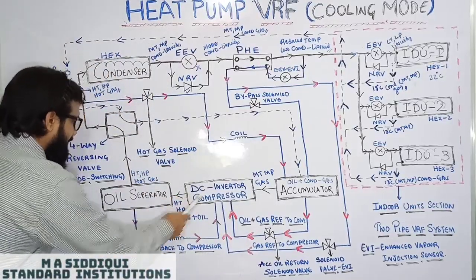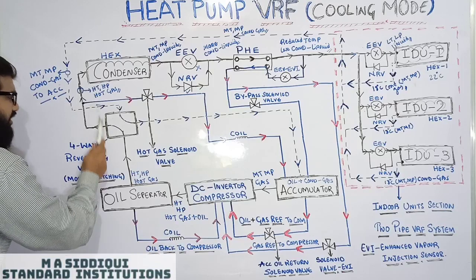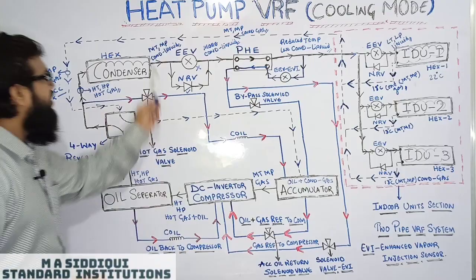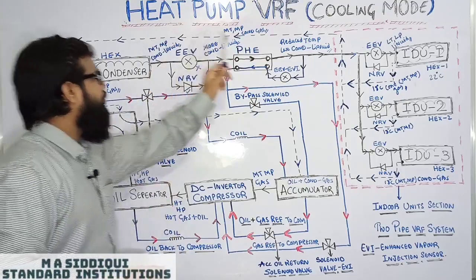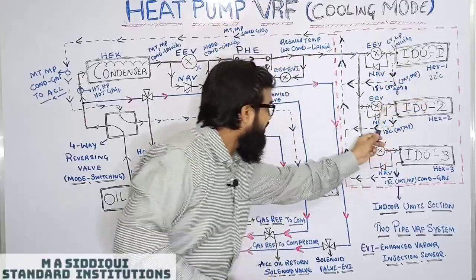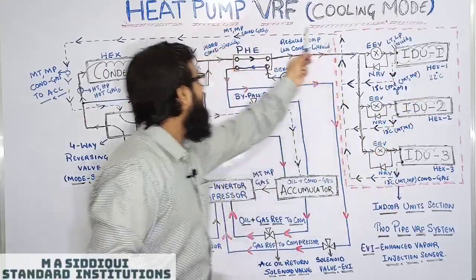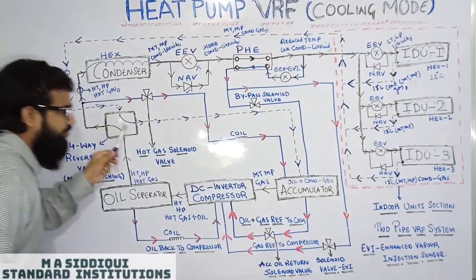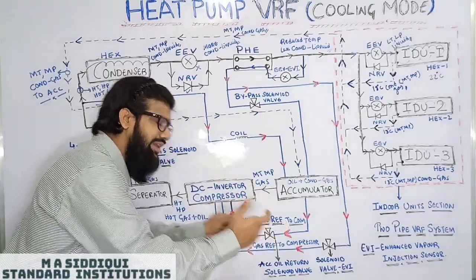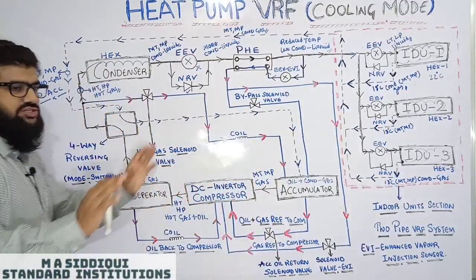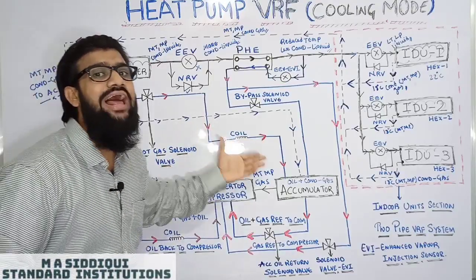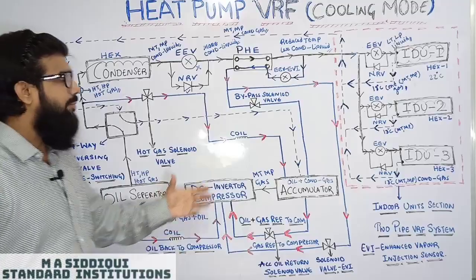Same again, from the DC compressor to the oil separator to the four-way reversing valve, four-way reversing valve to condenser, from condenser to NRV to PHE to EEV to IDU, from the IDU all the way back to the four-way valve, from the four-way valve to the accumulator, from the accumulator again back to the compressor. This is your refrigeration cycle which I have completed. Now, that was in black ink color. Now let's talk about blue ink.